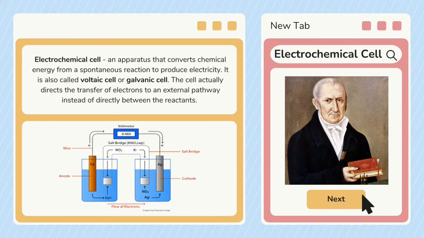Okay, so this principle was used to create an apparatus, the electrochemical cell. This is an apparatus that converts chemical energy from spontaneous reaction to produce electricity. It is also called the voltaic cell or galvanic cell in honor of Luigi Galvani and Alessandro Volta. So the cell actually directs the transfer of electrons to an external pathway instead of directly between the reactants.